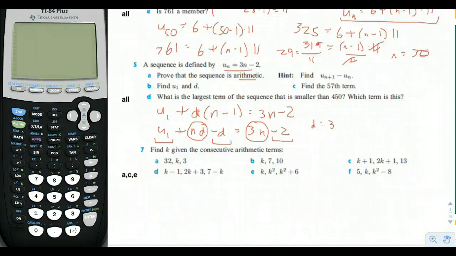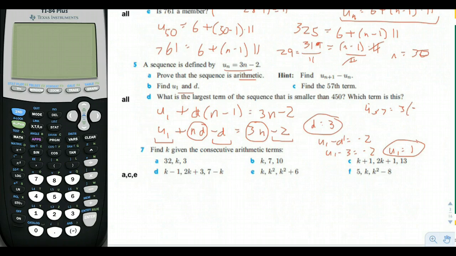Okay, so if d is 3 and u1 minus d is equal to -2, then u1 minus 3 is equal to -2. That means u1 is equal to 1. Okay, so we found that u1 is 1, and we found that d equals 3, so we've solved that. Find the 57th term. Okay, so we could, let's see, u57 is equal to 3 times 57 minus 2, so that's just algebra, right?